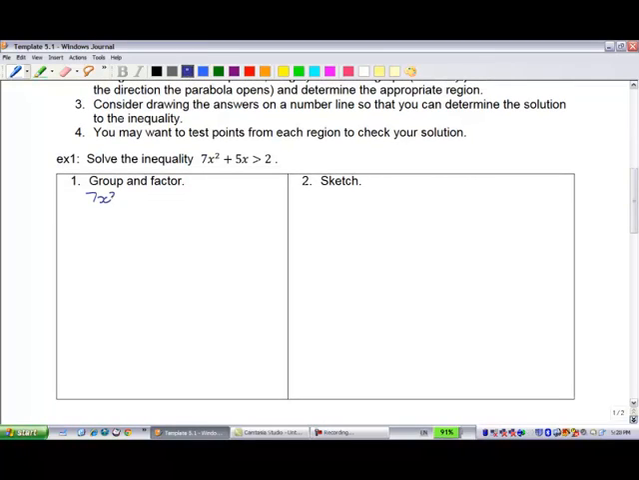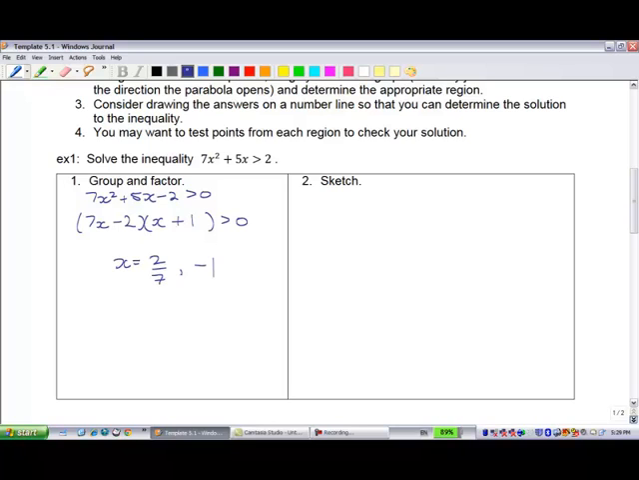I'm going to group 7x squared plus 5x, and subtract 2 to the left-hand side. That way we've grouped everything to one side. It's a pretty straightforward quadratic here. This factors. I'm not going to go over that with you; you should know how to factor by now. It factors into 7x and x, and it's minus 2 and plus 1, I'm thinking. And that tells me that the zeros are x equals 2/7 and negative 1 from the factors.